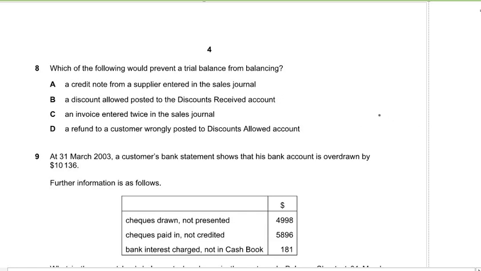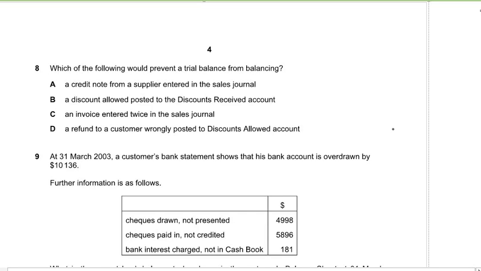An invoice entered twice in the sales journal. For as long as it is entered twice in the sales journal, then it is going to be entered twice in the books of accounts. A refund to a customer wrongly posted to the discount allowed account.